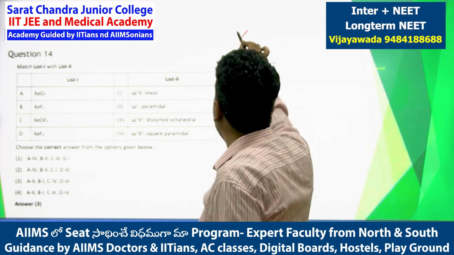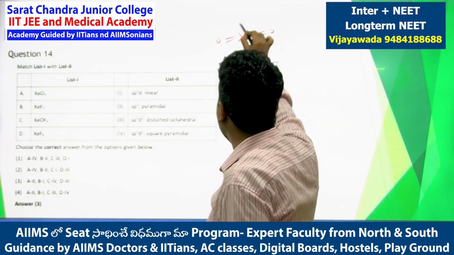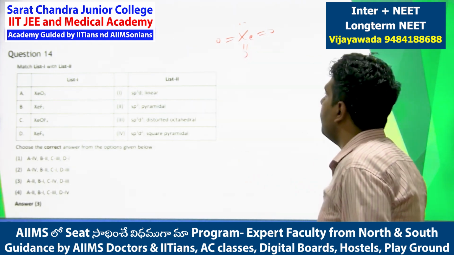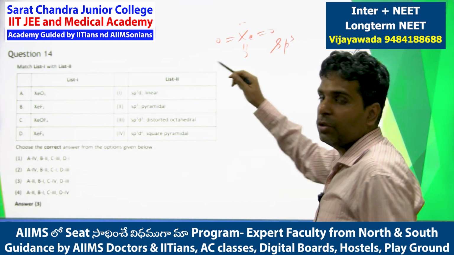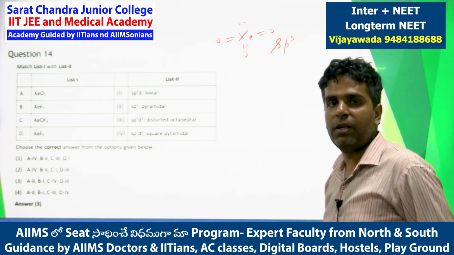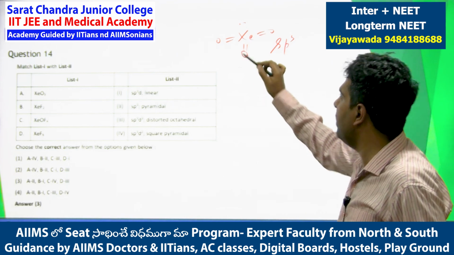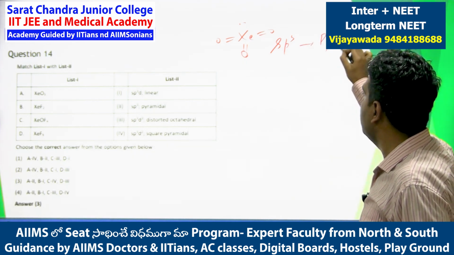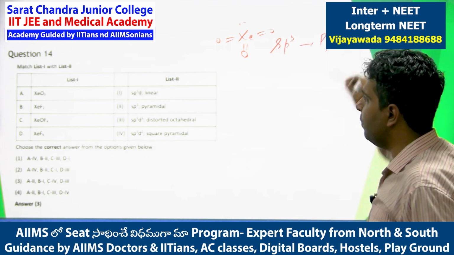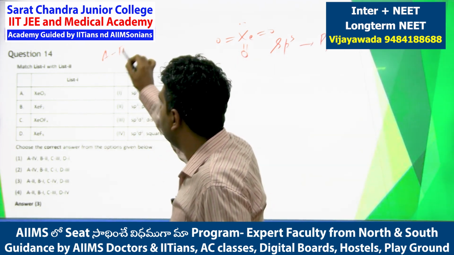XeO3. So xenon is bonded with 3 oxygen atoms and there will be 1 lone pair. Now what will be the hybridization? Hybridization sp3. So 3 bond pairs, you don't have to consider the pi bonds. So 3 bond pairs and 1 lone pair, the hybridization will be sp3. With 1 lone pair, the shape is known as trigonal pyramidal. So sp3 hybridization with trigonal pyramidal shape. So A is corresponding to 2.